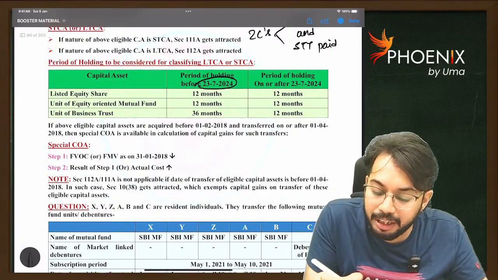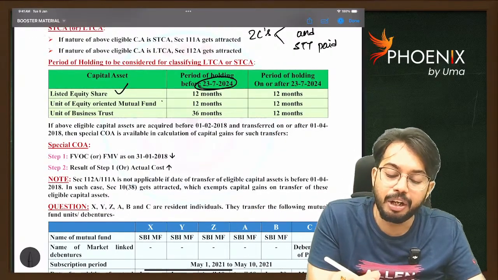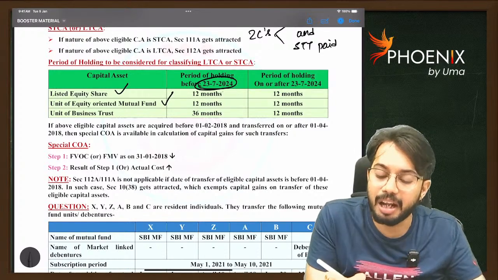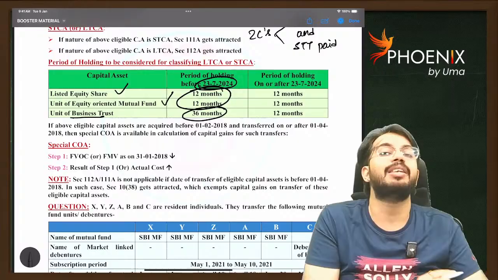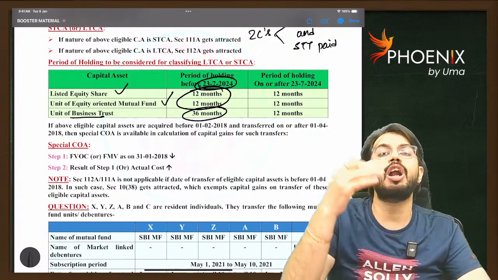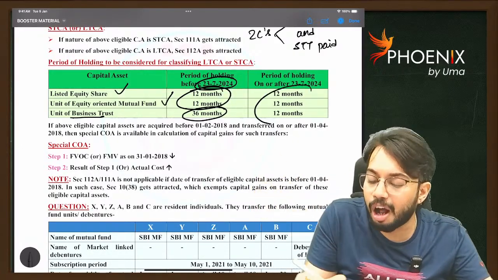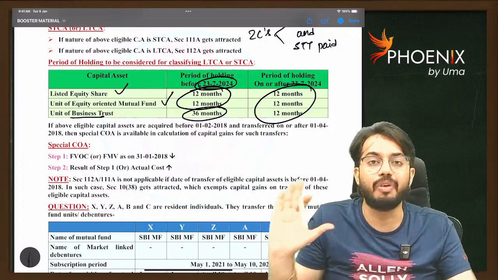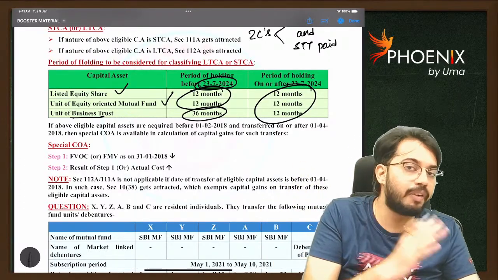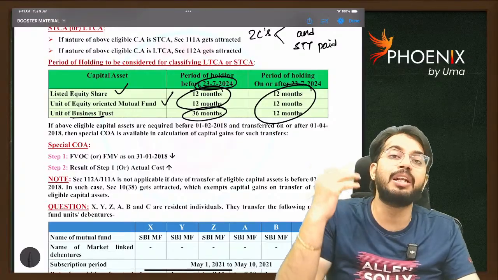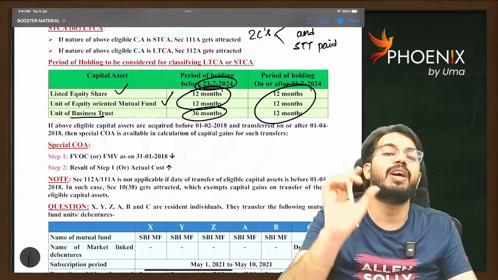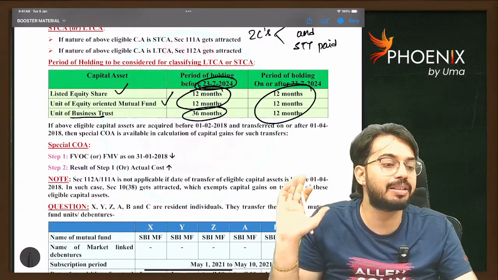So before 23rd July, for listed equity share and unit of equity oriented mutual fund, the criteria is 12 months. For units of business trust, the criteria is 36 months. Okay. So on or after 23rd July 24, for all three capital assets, the criteria is 12 months. If they are held for less than or equal to 12 months, short term capital asset, 111A. If they are held for more than 12 months, long term capital asset, 112A gets attracted. Are you able to understand?